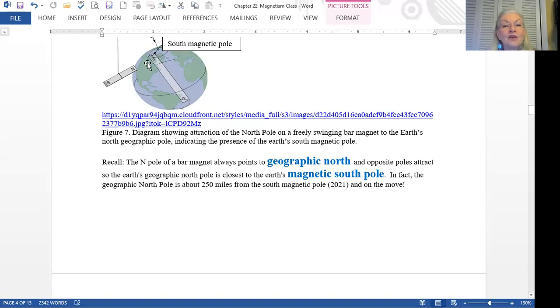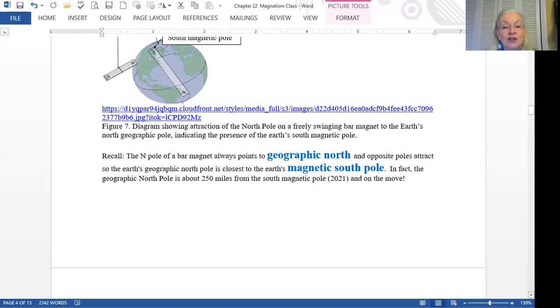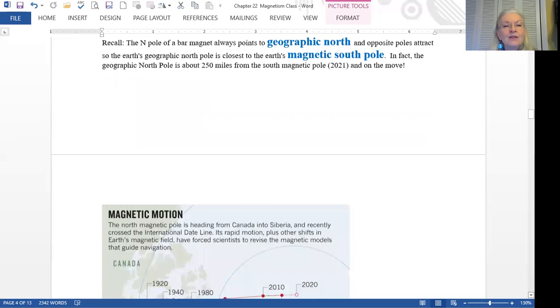So it's gone from Canada up to parallel to the geographic North Pole, and now it's actually on the other side of it, heading in the southerly direction towards Siberia. There are about 250 miles between the magnetic pole in the northern hemisphere and the geographic pole in the northern hemisphere, and it is continually changing. Here's a little graphic.